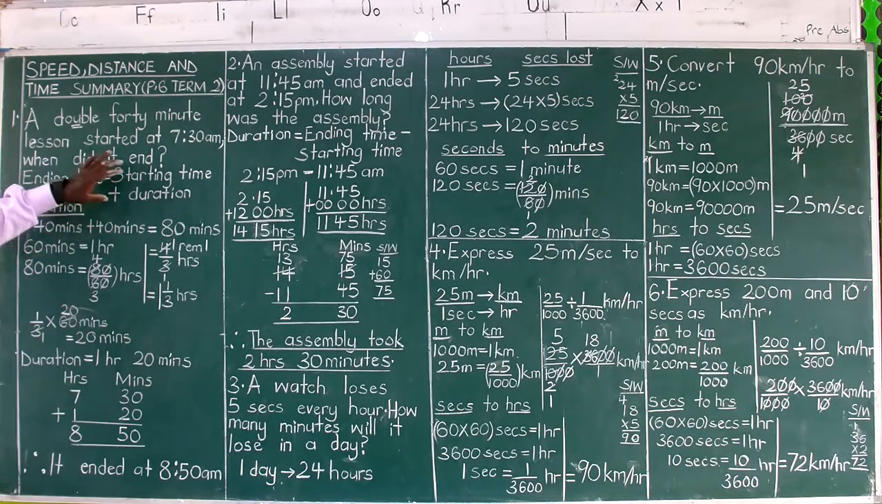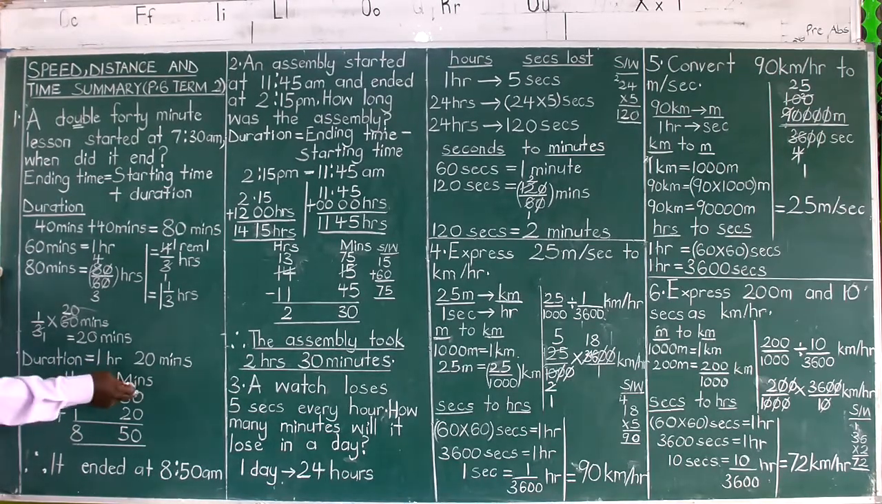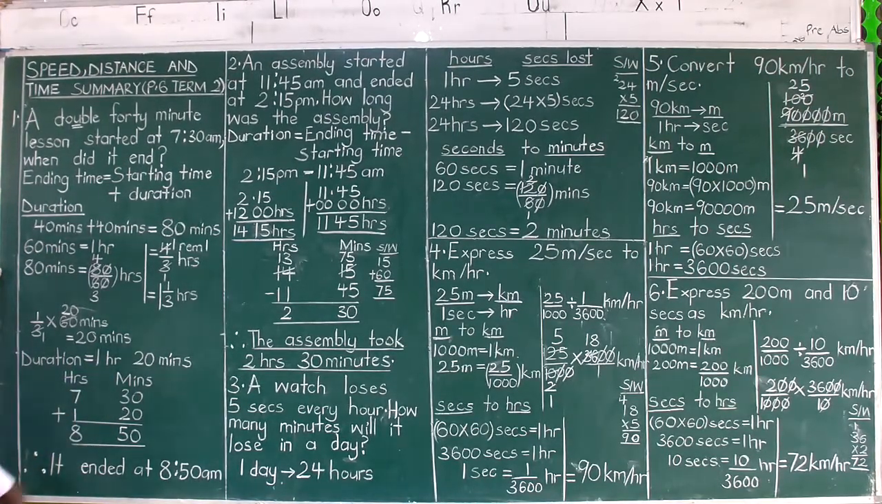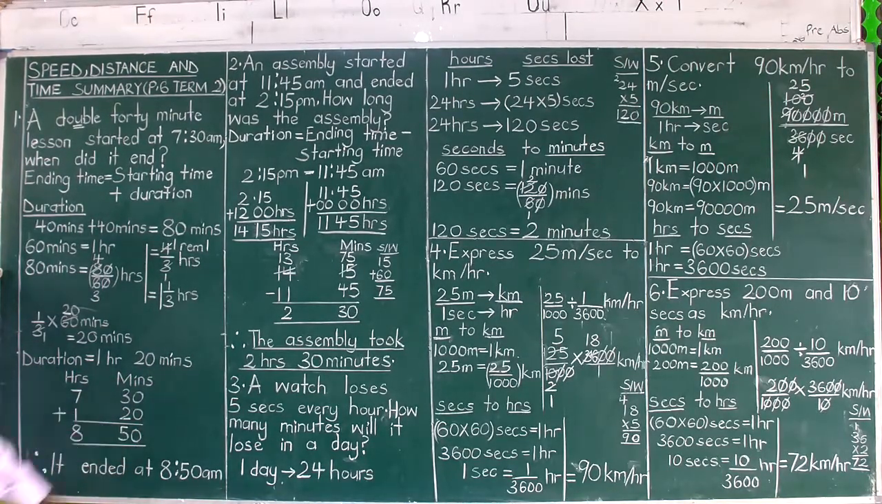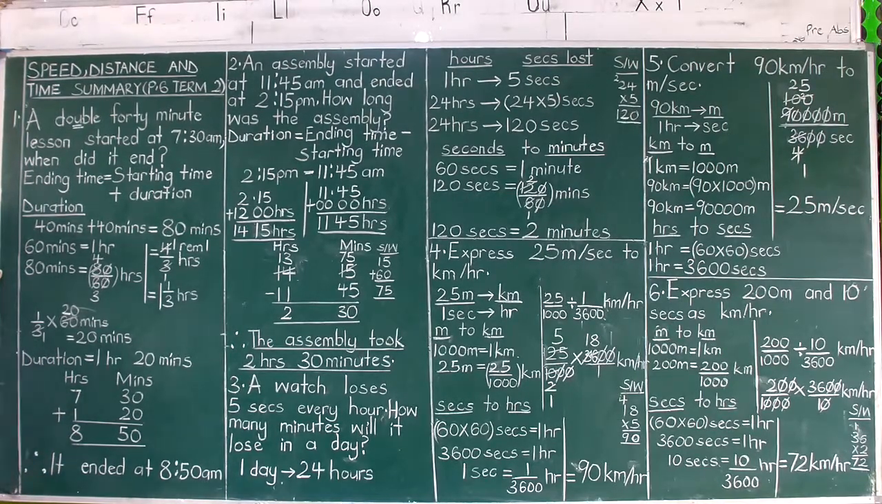And we say starting time plus duration. We are going to add those two. Starting time is 7:30. These are hours, these are minutes. So we write hours and minutes: 7 hours, 30 minutes plus 1 hour, 20 minutes. We have 30 minutes plus 20 minutes, you get 50 minutes. Then 7 hours plus 1 hour, you get 8 hours.